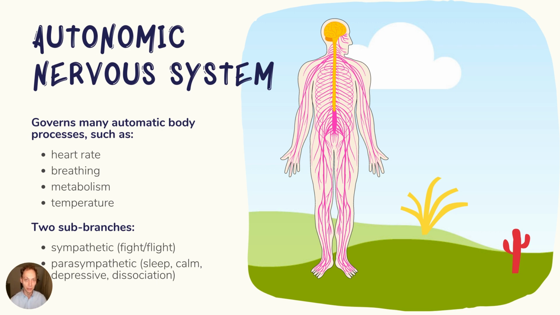Let's talk about the autonomic nervous system. It governs a lot of automatic processes. Autonomic, automatic. See, it's right there in the name. Things like heart rate, breathing, metabolism. And it covers our fight or flight response, that's sympathetic activation, and it covers the sleep and the freeze and the calming and the dissociative response, which is the parasympathetic. These are the two different branches of the autonomic nervous system.